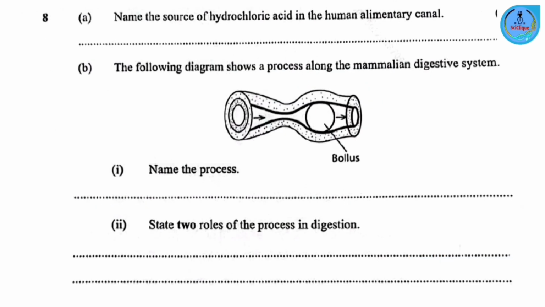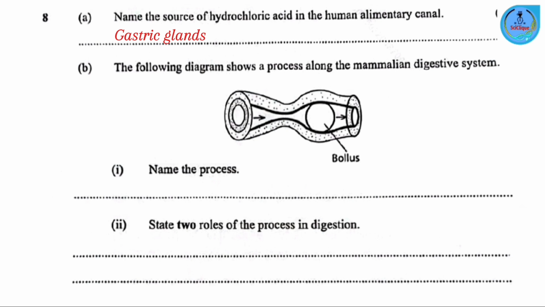Question number 8, part A. Name the source of hydrochloric acid in the human alimentary canal. This is the gastric glands. Part B. The following diagram shows a process along the mammalian digestive system. Roman number 1. Name the process. Okay, now let's look at the diagram.